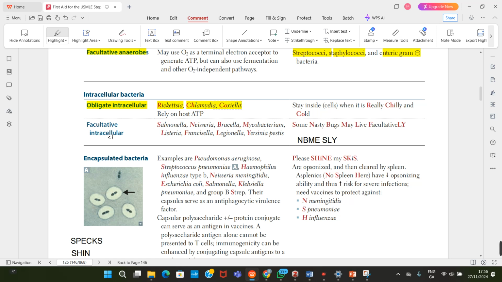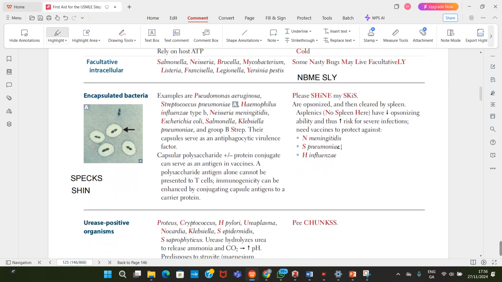How do you remember this? NBME SLY. So N for Neisseria, the B for what? Brucella, the M for Mycobacterium, the E for nothing. So you replace the E with F, which is Francisella. Then we have the S for Salmonella, the L for Listeria, and the Y for Yersinia. It should be NBMF SLY, but it might not make sense, so that's why I say NBME SLY. So these are the facultative intracellular organisms.